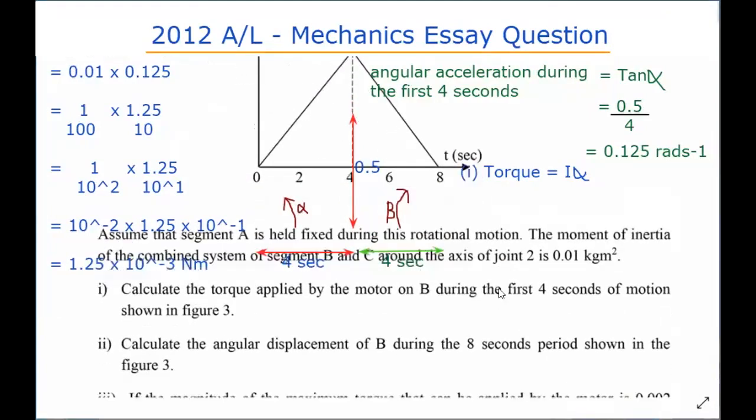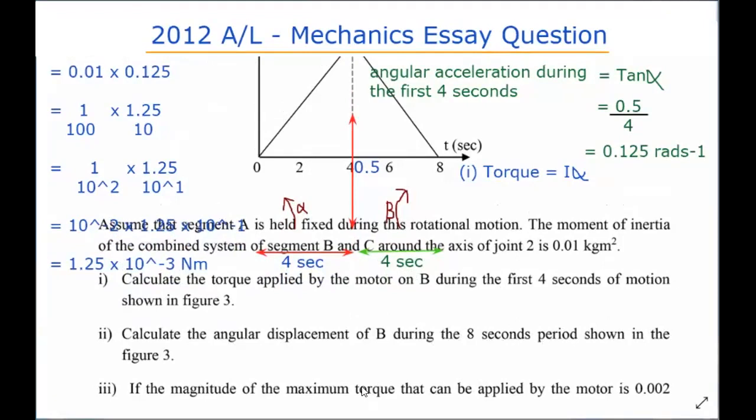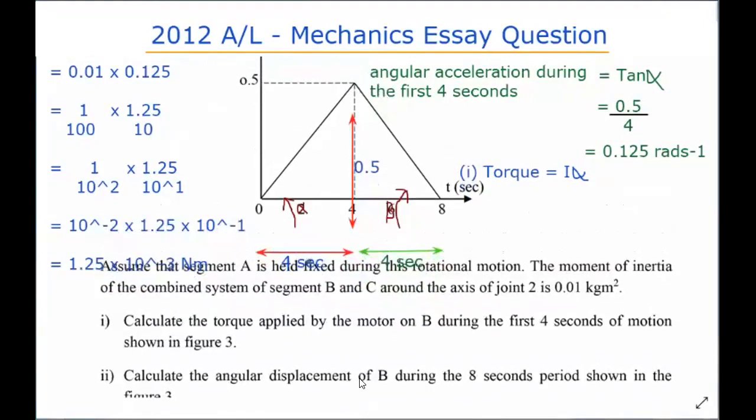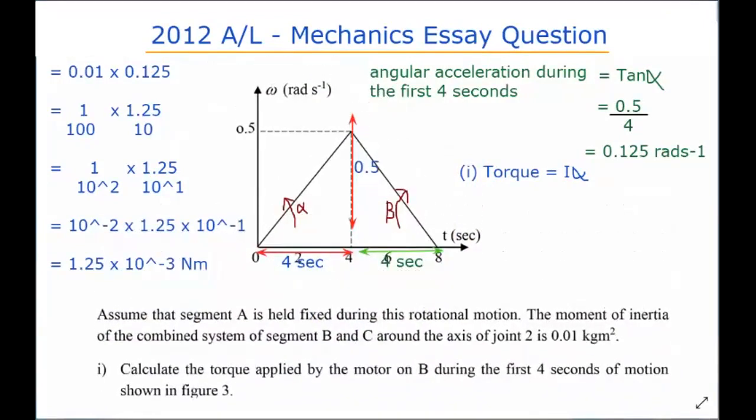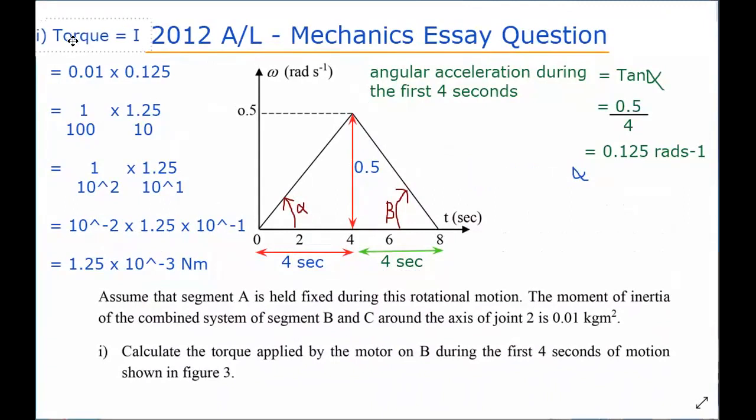Look at board. B Roman number 2. What is B Roman number 2 there? Calculate the angular displacement of B during the 8 seconds of period shown in the figure 3. Angular displacement, how do you find it there? From a velocity time graph, whether it is angular motion or linear motion, how do you find angular displacement? Lamai? Right, the area. Very good.